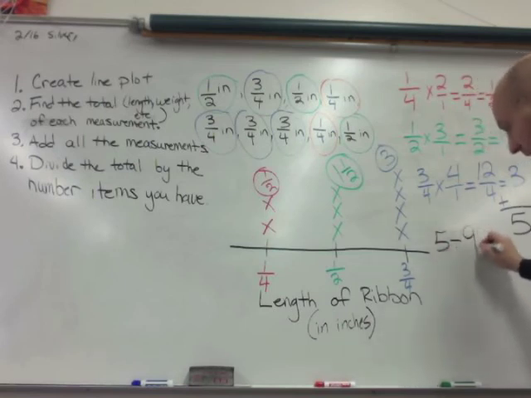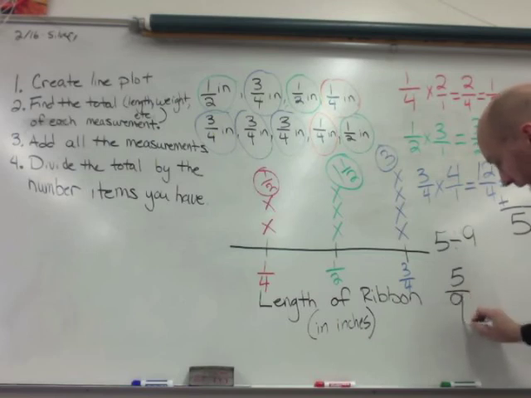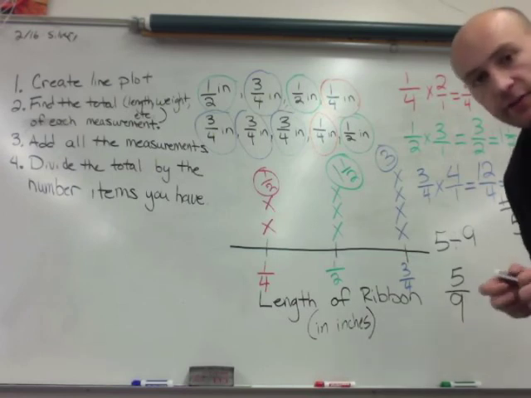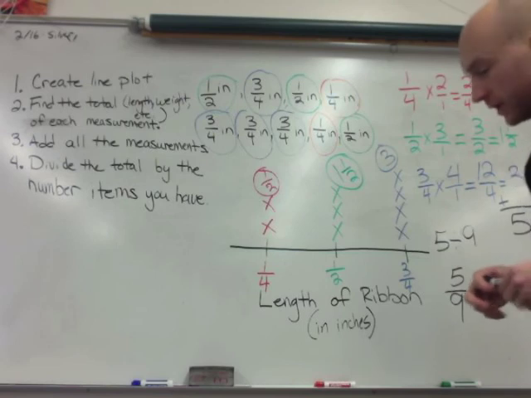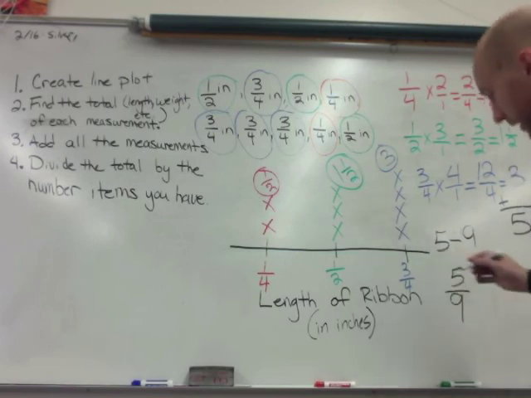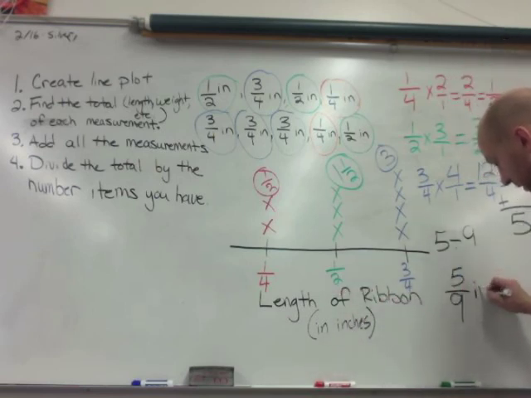So remember when we do a number like 5 divided by 9, we can just rewrite it as 5 over 9. I can't simplify 5 divided by 9. Nothing will go into either one of those numbers equally. So 5/9 is my average. So my answer is the average length of ribbon is 5/9.